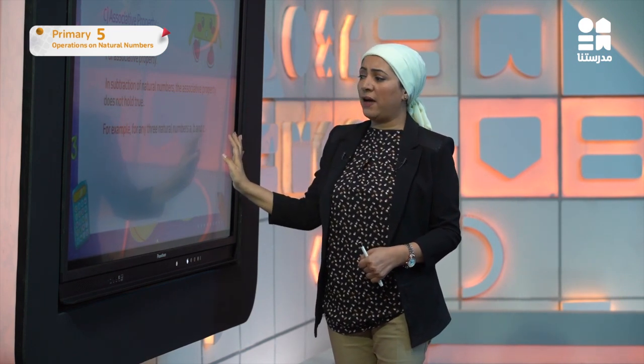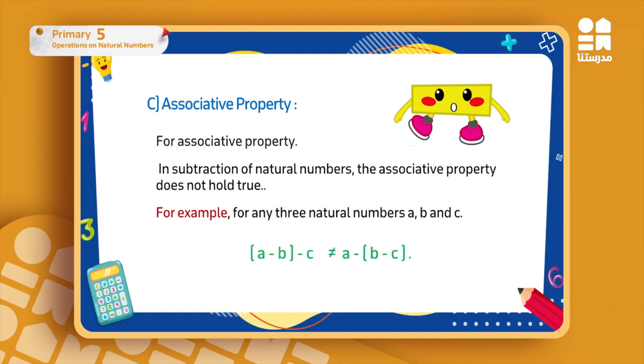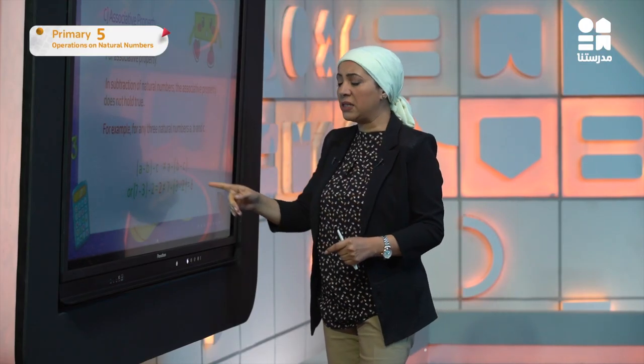Associative property. For associative property, in subtraction also, natural numbers are not following the associative property, or the associative property in N does not hold true. Here if I have three natural numbers A, B, and C, (A minus B) minus C is not equal to A minus (B minus C). Here I give examples: 7 minus 3 minus 2 is 2, and 7 minus 3 minus 2, when I change the place of the brackets, is 6. So the answers are not the same.